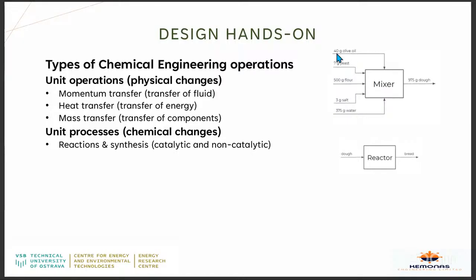First, I want us to look at this process. We can see here 40 grams of olive oil, 7 grams of yeast, 500 grams of flour, 3 grams of salt, and 275 grams of water, all going into a mixer. Then it goes through mixing, and what comes out here is about 975 grams of dough. If we look carefully, everything that goes in is the output. So input is equal to output. That's your mass balance.